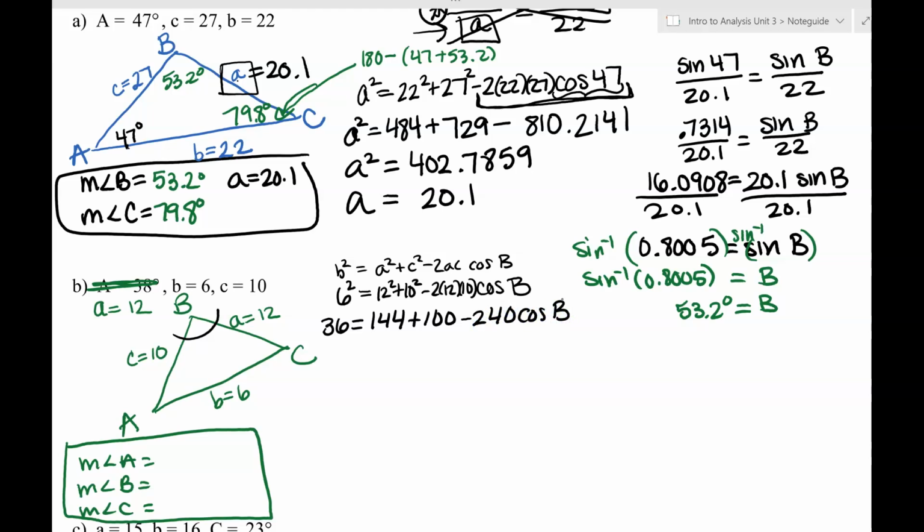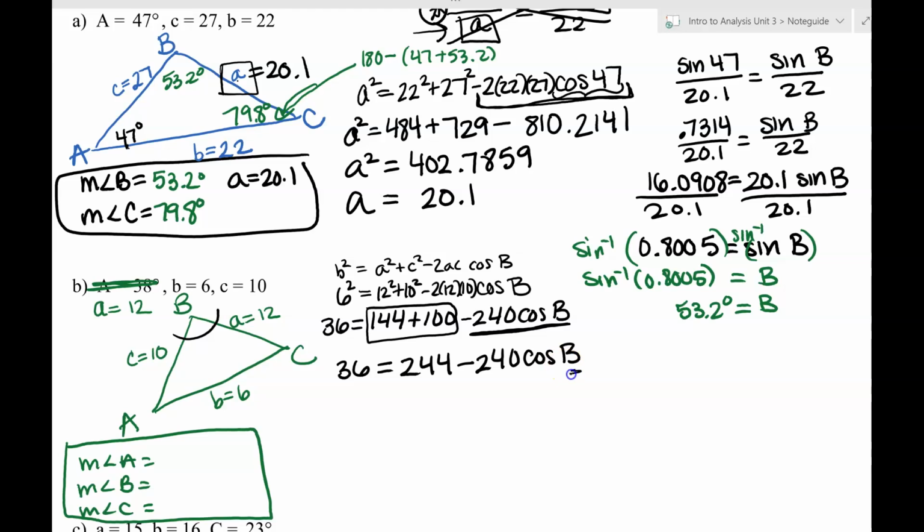And here's where it gets tricky. People want to combine all the numbers they see. These two numbers can combine together. They cannot combine with the 240, because the 240 is not just 240. It is 240 being multiplied by the cosine of B. So I now have 36 equals 244 minus 240 cosine of B.